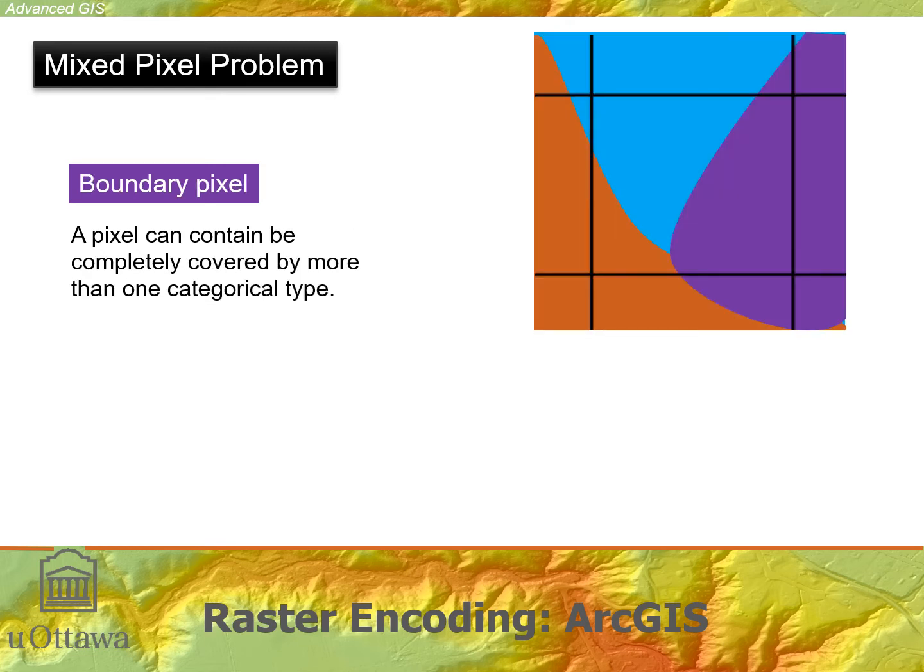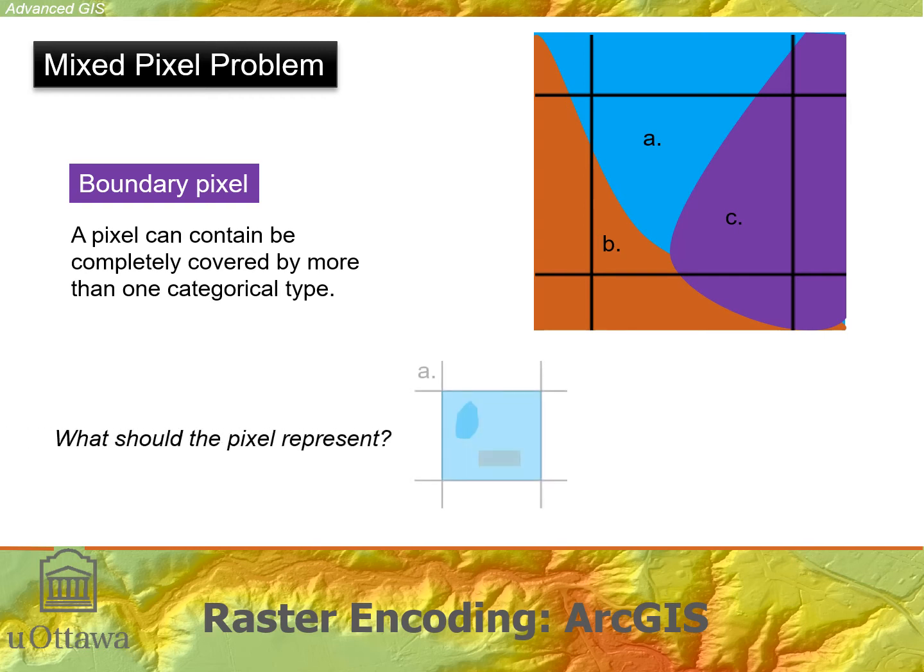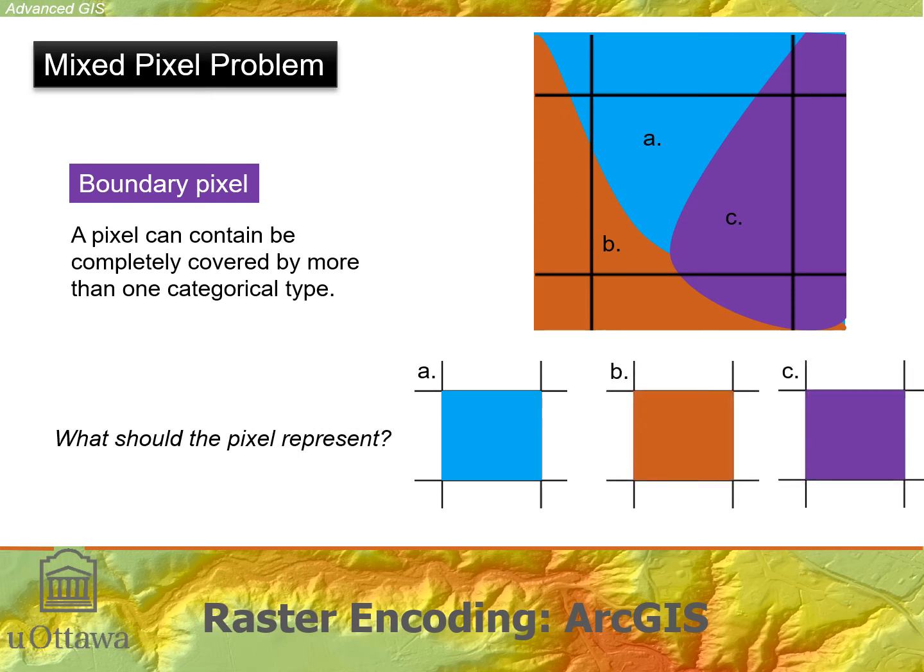We can also have a boundary pixel issue that you see here. Very common when we have cells that overlie a contiguous set of polygons. Here we have A, B, and C. Three different types of polygons, blue, orange, and purple in this case. So what should the cell represent? Should it be blue, orange, or purple?